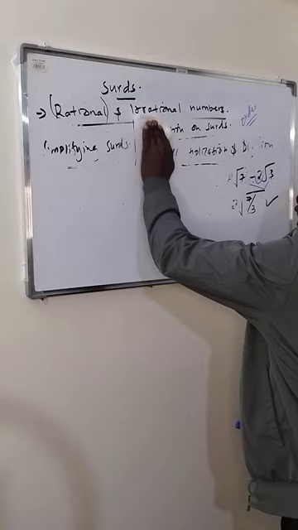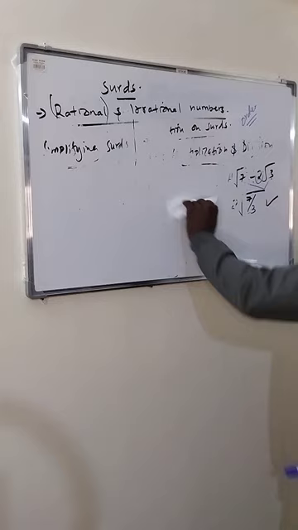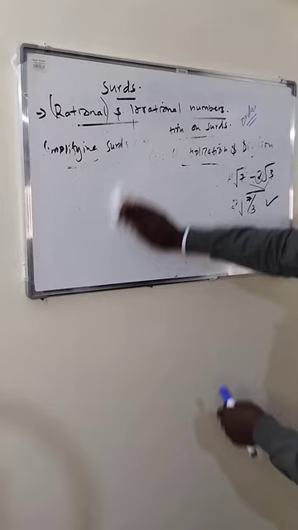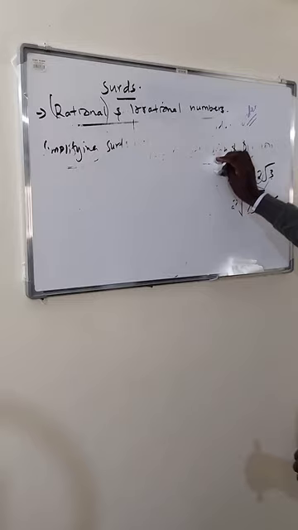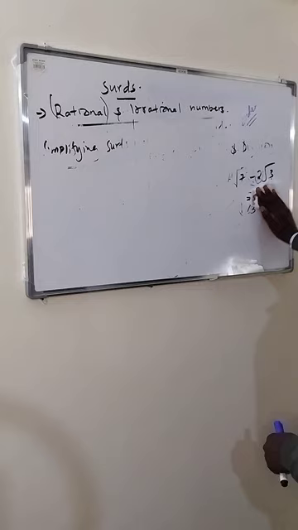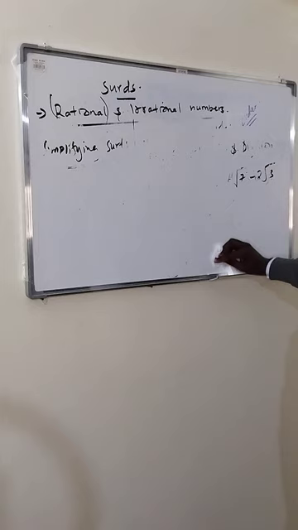Simplification of surds by rationalizing the denominator. So let's see how it is different from the simplification of surds that we have just done. Just by the mention of the subtopic itself, by rationalizing the denominator, this means that we are going to have a numerator and a denominator. That's the point number one that we need to understand. So here we are going to have both the numerator and the denominator. In this case, we only had one number. It's not a fraction. Now we are going to have a fraction.